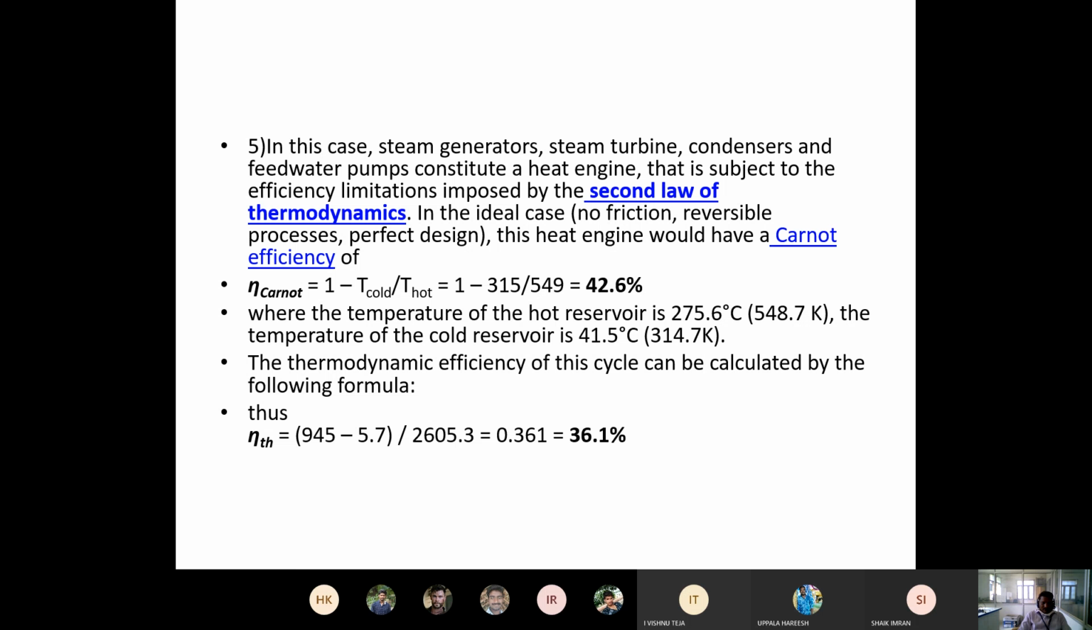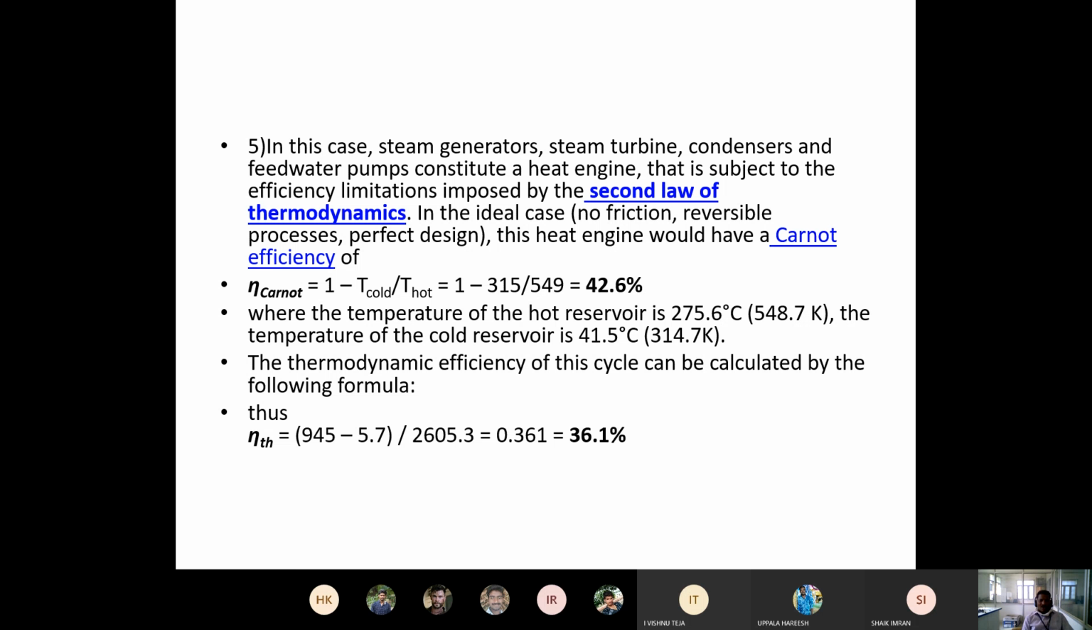This gives 1 minus 315 by 549. All these values are given in the problem. So what is the Carnot efficiency? 42.6 percent, or in decimal value 0.426 will come. Once we multiply it with 100, we will get 42.6.